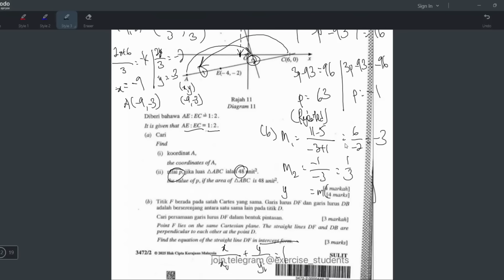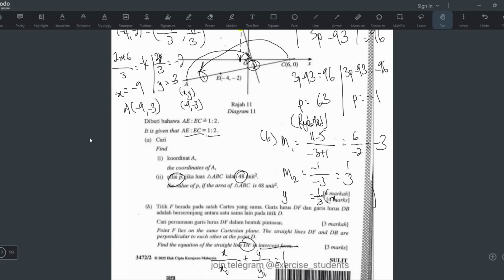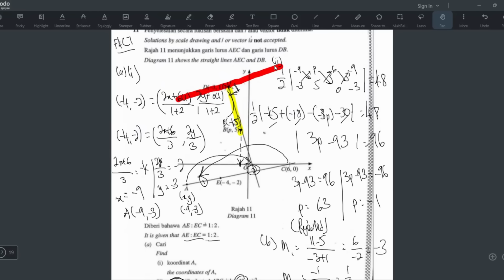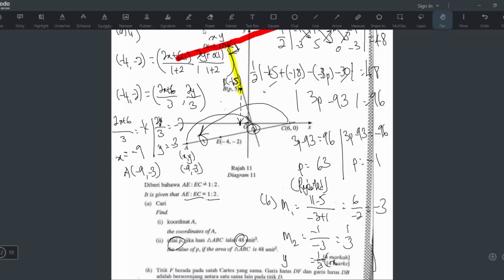Okay, for the gradient, which one do we put in? Negative 3 or 1 over 3? Of course 1 over 3. You want to find the gradient of DF, so of course we put in the gradient of DF, 1 over 3. And then for y minus y1, x minus x1, you must use a point that lies on this line. Yeah, you need to choose a point that passes through the DF line, which is point D. Yeah, point D you can use. So x is negative 3, y is 11. But since you're taking y minus y1, it will be y minus 11. And then x minus x1 will be x minus negative 3, x plus 3.